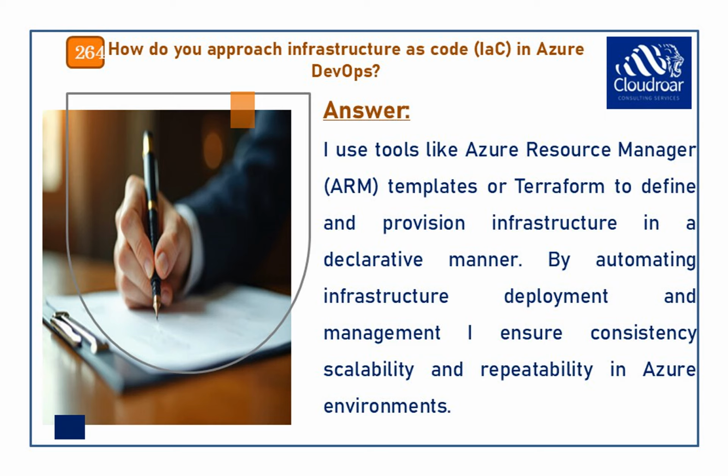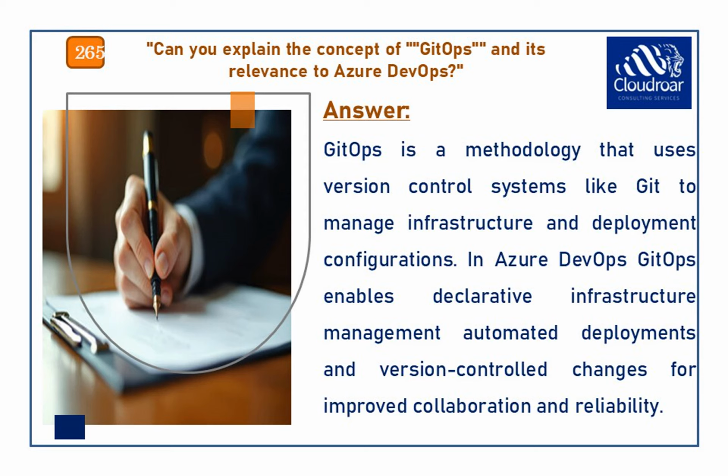Question 265. Can you explain the concept of GitOps and its relevance to Azure DevOps? GitOps is a methodology that uses version control systems, like Git, to manage infrastructure and deployment configurations. In Azure DevOps, GitOps enables declarative infrastructure management, automated deployments, and version-controlled changes for improved collaboration and reliability.